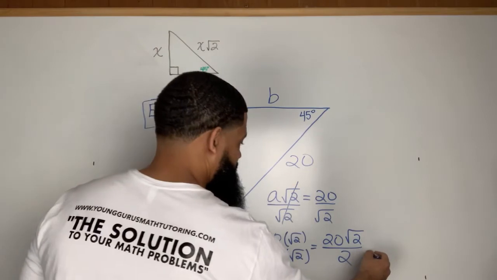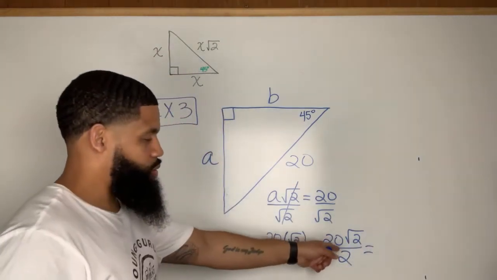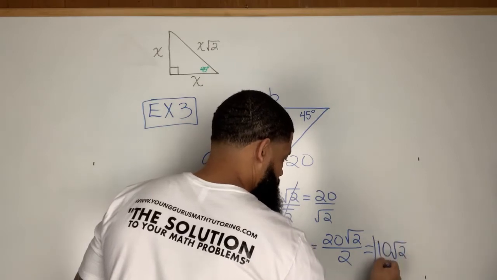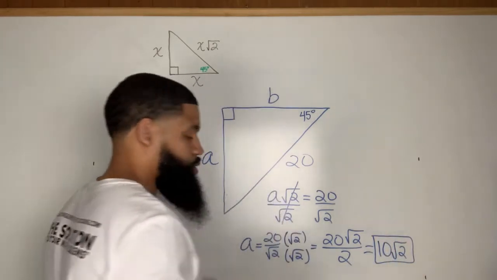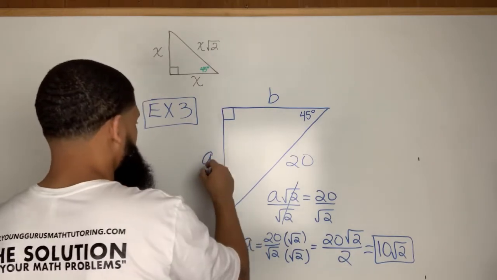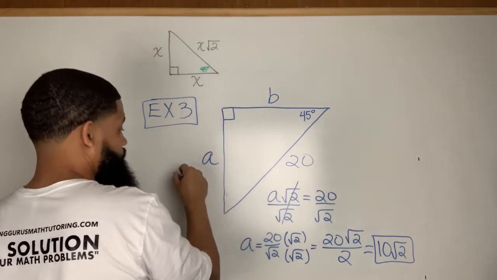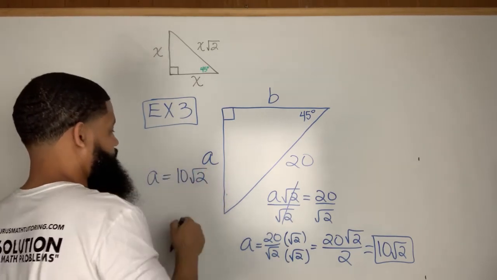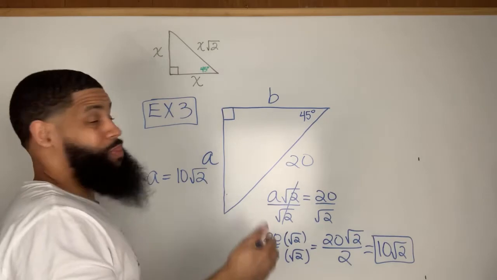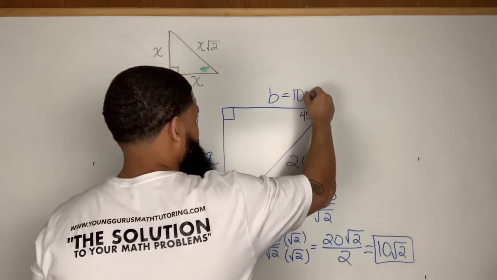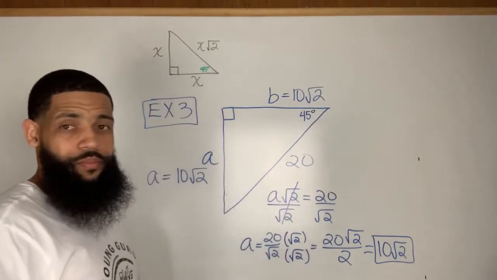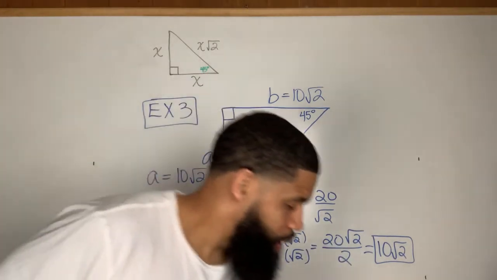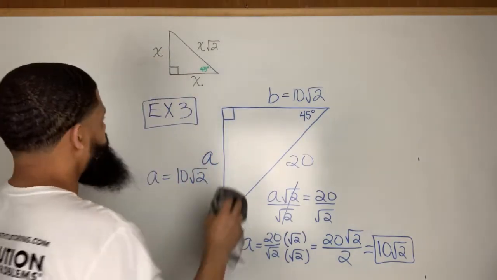All right? And then now, last but not least, I need to simplify that. 20 divided by 2 is 10 times the square root of 2. Okay? So A is equal to 10 times the square root of 2. Well, if I know what A is, I know what B is also. So B equals 10 times the square root of 2. All right? Remember, rationalizing that denominator. All right? I want to do one more example.